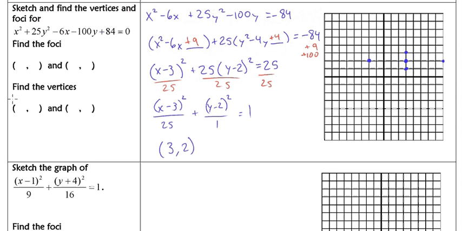Actually, we can go ahead and put in our vertices now. We have vertices at negative 2, 2, and what is that? 1, 2, 3, 4, 5, 6, 7, 8, 2. Those are our vertices along the major axis. Our vertices along the minor axis are going to be 3, 3, and what's this other one? 3, 1. There's our vertices. Now we need to find the foci.